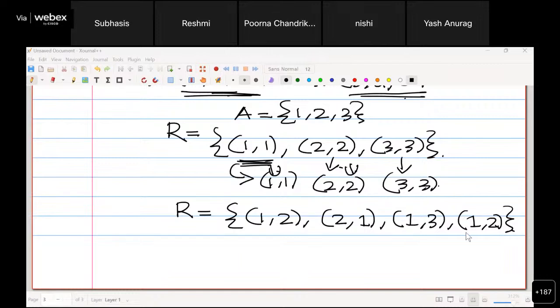Excuse me, sir, it looks like an identity relation. Actually, 1 comma 1, 2 comma 2, 3 comma 3. I'm actually not concerned about the identity relation right now. I'm asking about the symmetry relation.